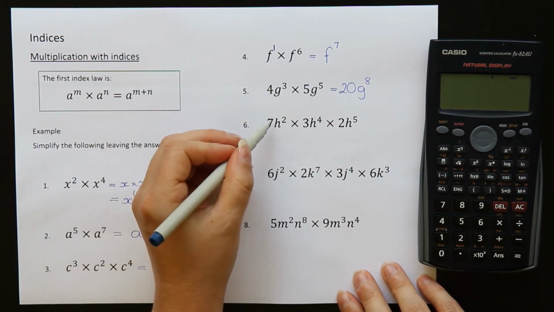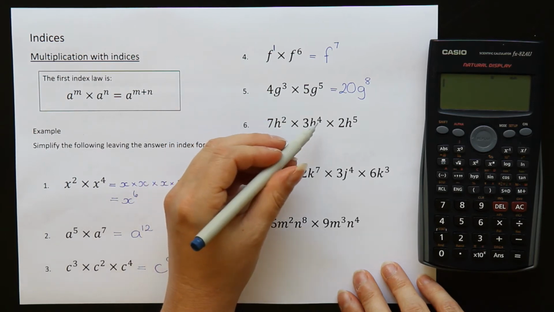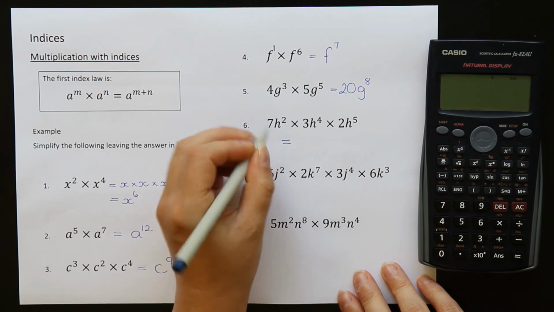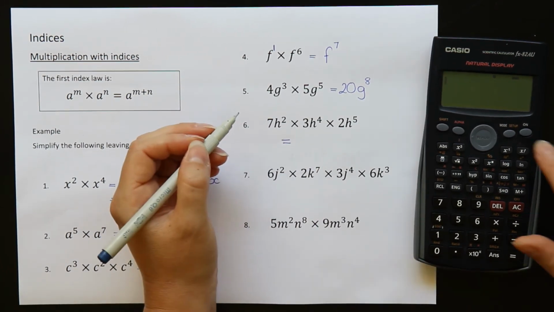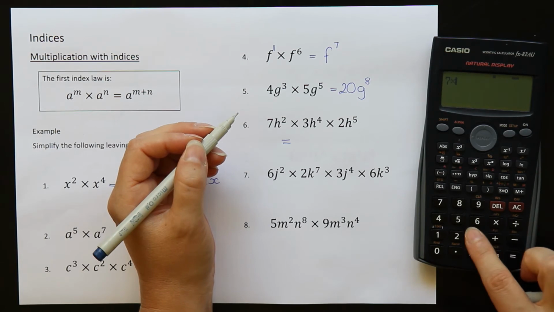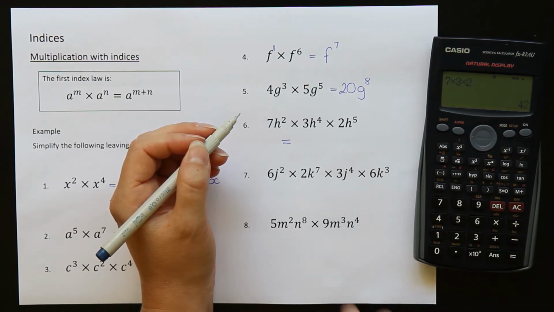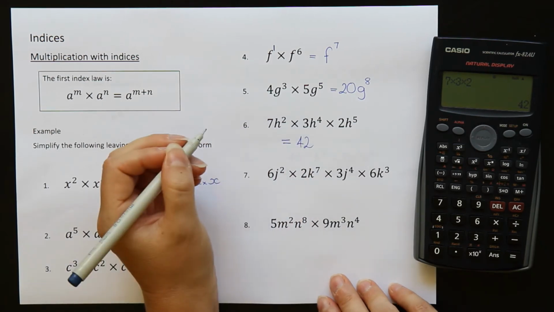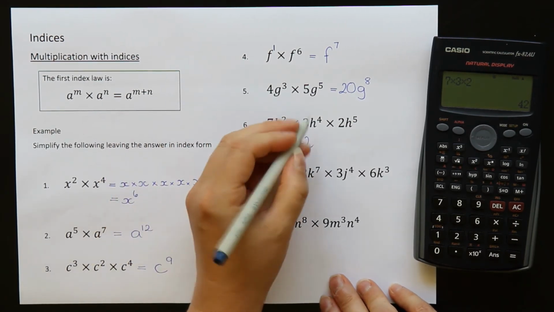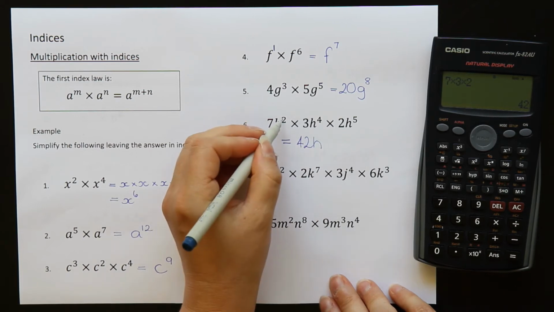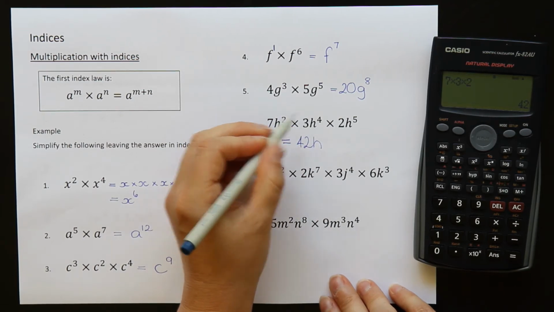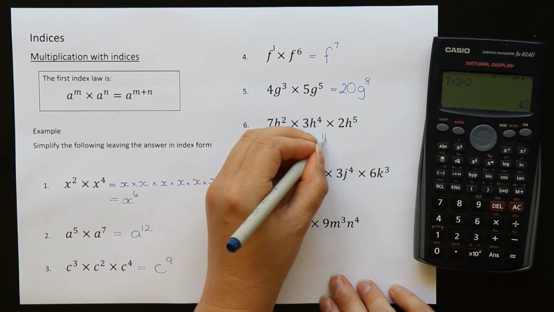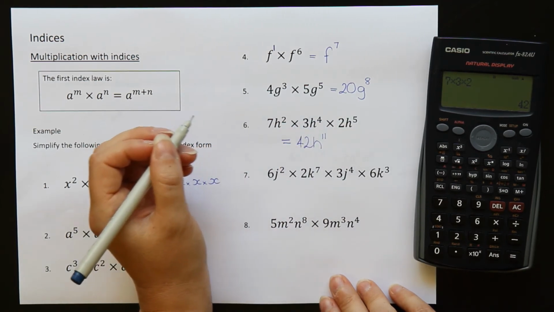In question 6, 7h squared times 3h to the 4 times 2h to the 5. Alright, multiply all those numbers out the front together first. So we have 7 times 3 times 2 equals 42. Then h is my base, and I need to add all these powers together. 2 plus 4 is 6, plus 5 is 11. So 42h to the power of 11.